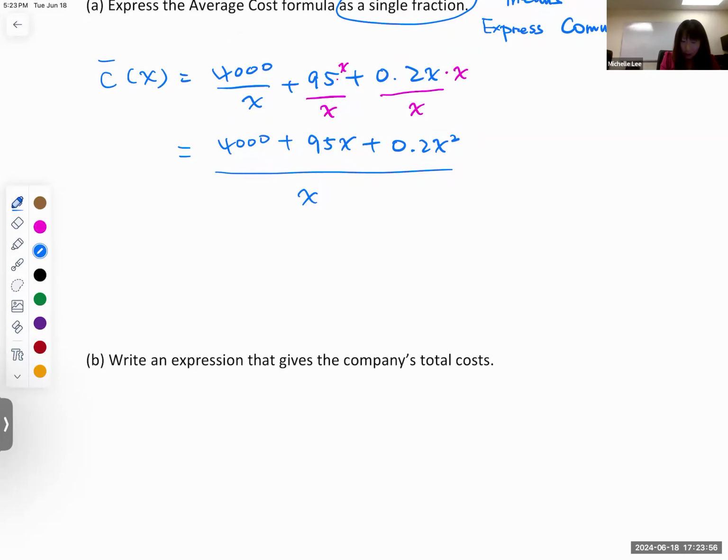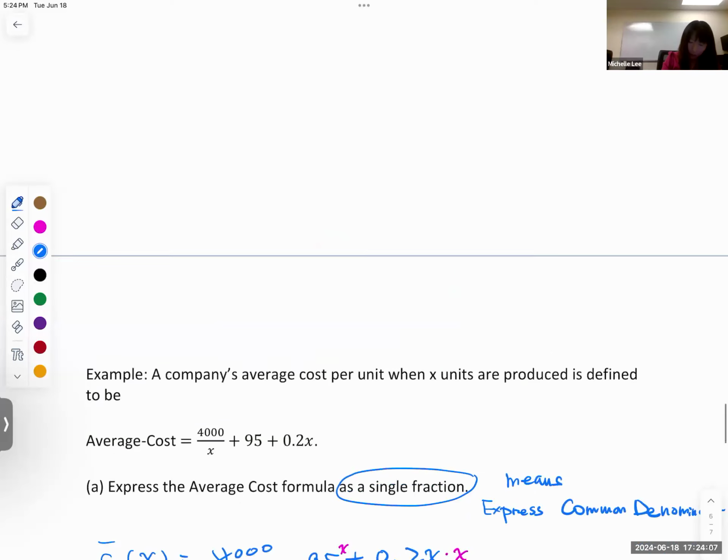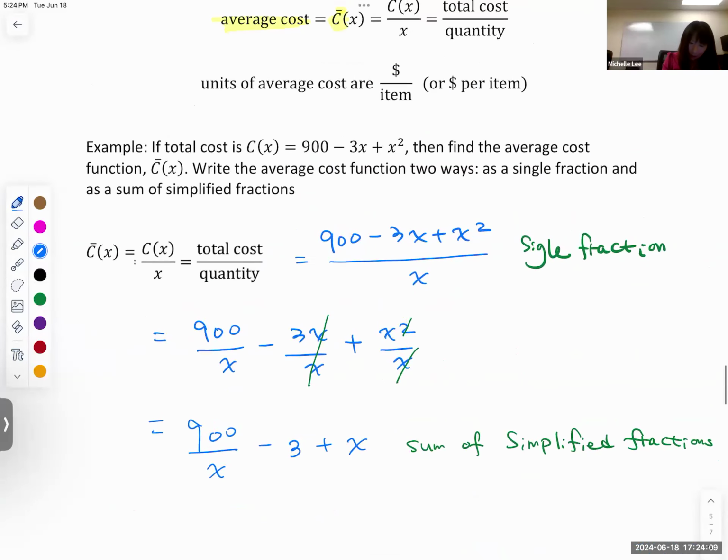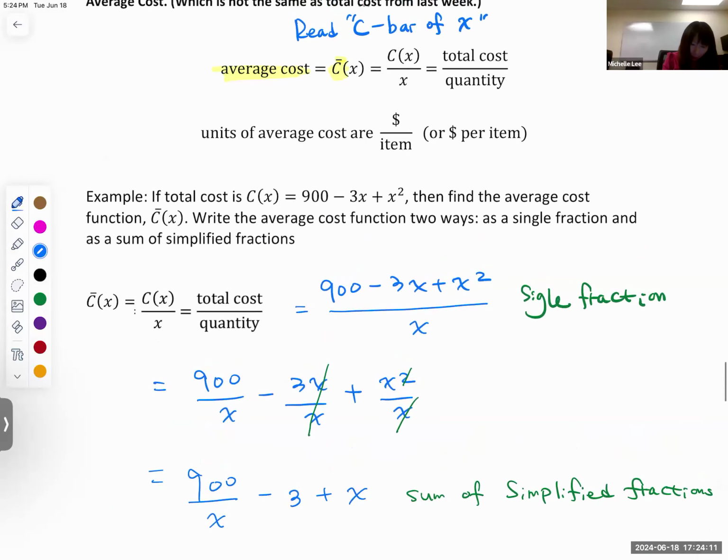Okay, now let's write an expression that gives the company's total cost. Total cost. What's the total cost? So we had the average, let me write it down. So average cost, yeah, here we go.